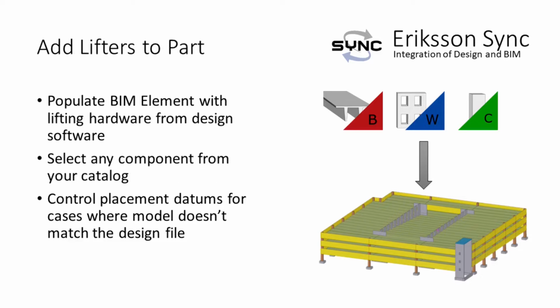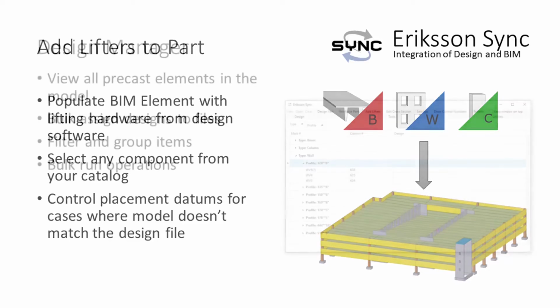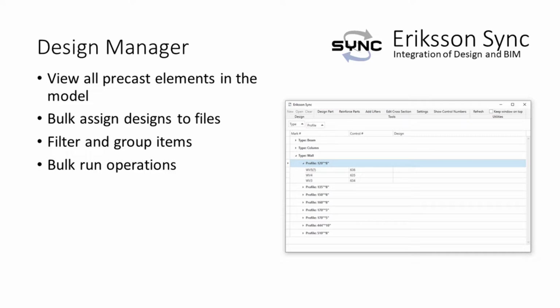Like Reinforce Part, Add Lifters to Part takes information about the lifting hardware from the design file and populates the BIM model with lifting hardware. Similar options exist to handle cases where the geometry does not match exactly. The user just needs to select what hardware to be inserted, and from there the primary and secondary lifting hardware is automatically inserted. The Design Manager is the next of our tools.